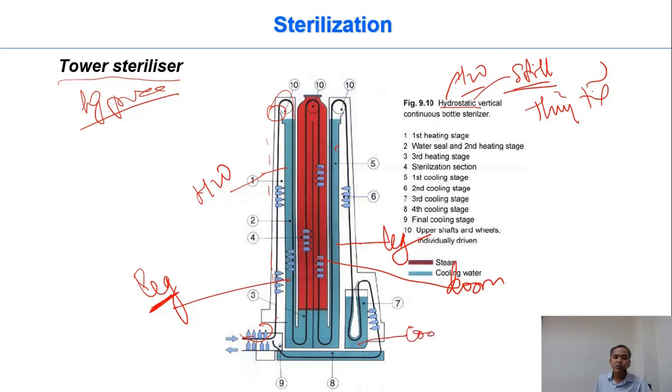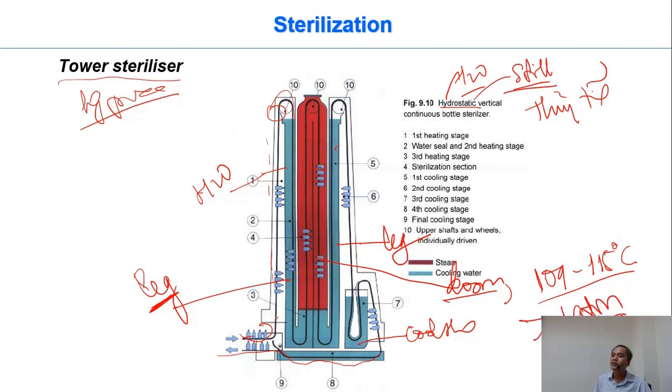Then it is further cooled down by cool water here, and then you have the product. In the middle, to do sterilization, you need to maintain a high temperature, 109 to 115 degrees C. That means the pressure in the middle should be significantly higher than 1 atmosphere, right?